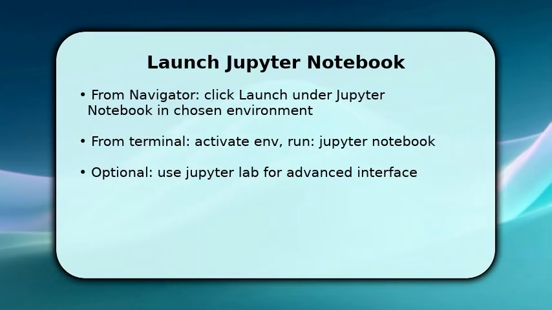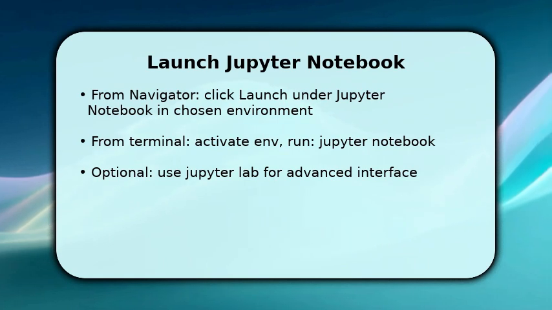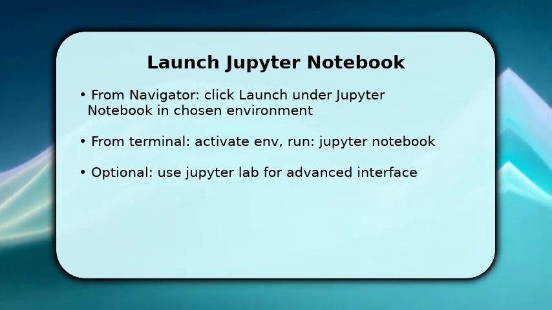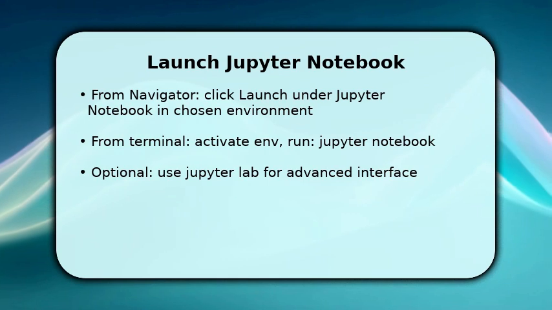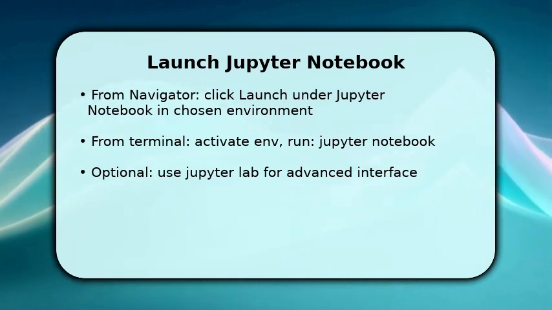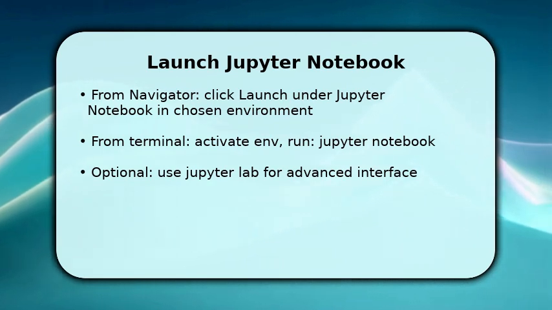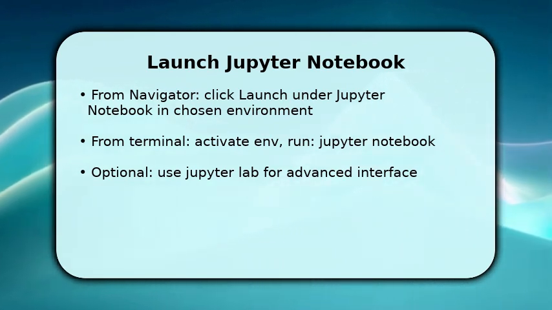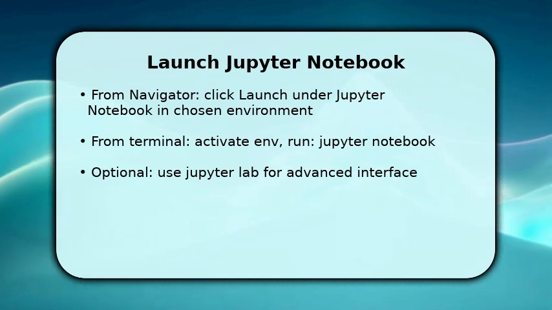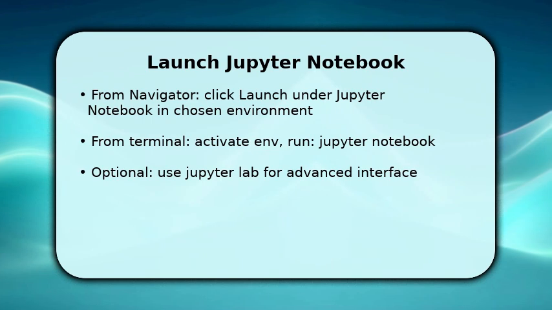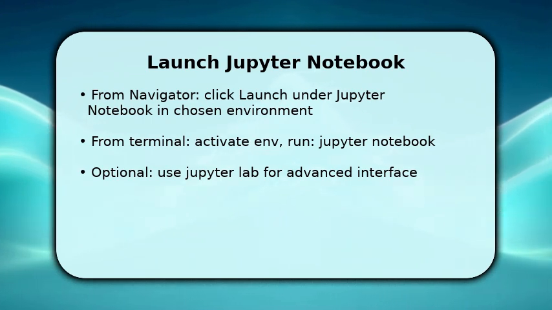Now you start Jupyter itself. If you use Navigator, simply click Launch for Jupyter Notebook under the active environment. It opens a browser tab showing files. If you use the terminal, activate the env and run jupyter notebook. The server prints a local URL and token. Make sure your working directory is where your notebooks live, or cd to that folder beforehand. Once the browser opens, create or open an .ipynb file to run cells interactively.